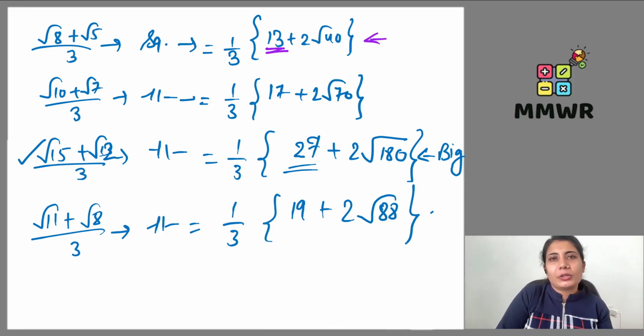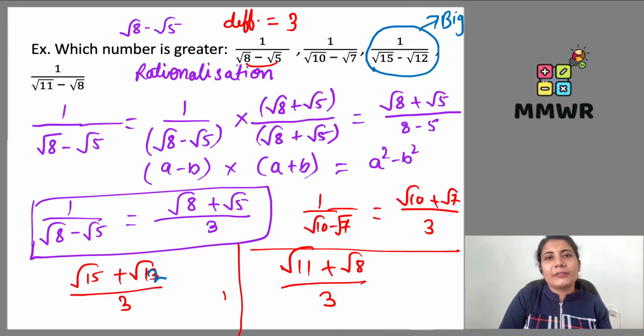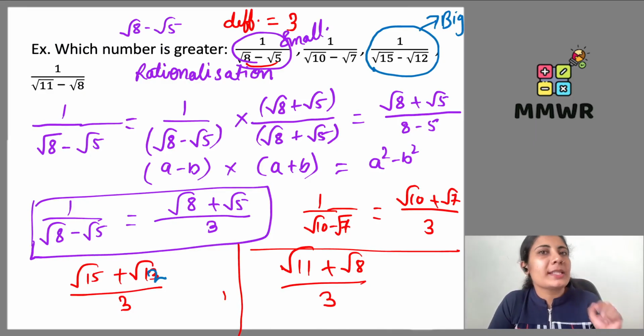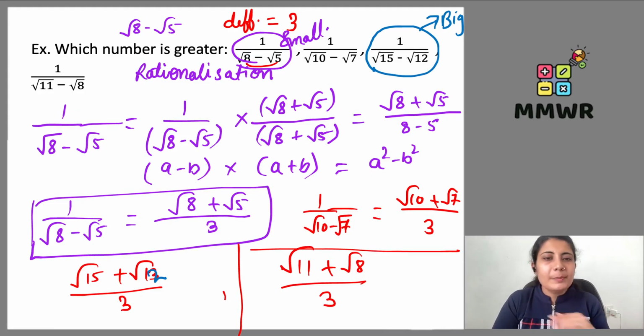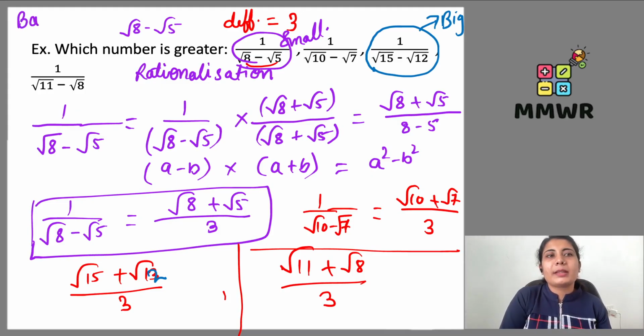So 13, the total complete answer, is going to be the small one. That is why 1 upon root 8 minus root 5 will be the smaller one. Right? So likewise we will decide which is the big one and which is the small one. But this is the basic method, and the basic method itself is too long a method.